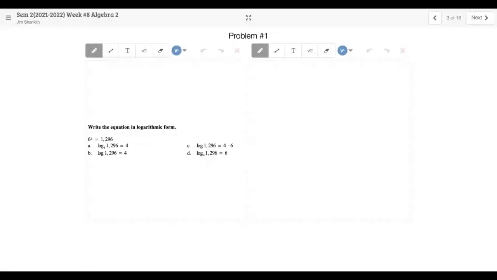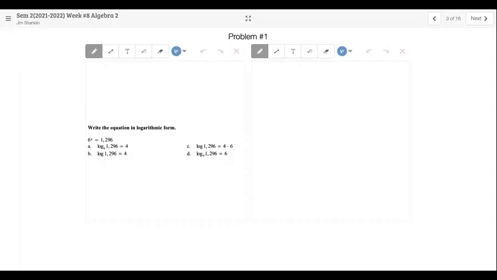Do you guys see the first problem? It says write the equation in logarithmic form. All right. Fairly easy problem, right? You guys are saying the answer is A. Remember, if you're writing in logarithmic form, it's just going to end up being log base 6 of 1,296 is equal to 4. Boom, done. So letter A is correct. All right, fairly easy problem.